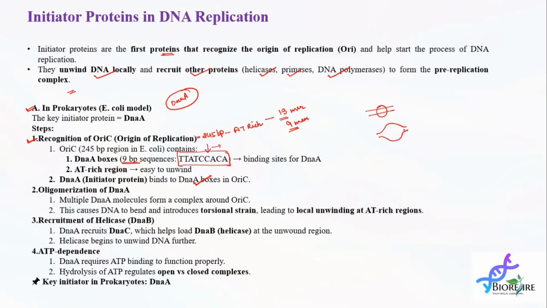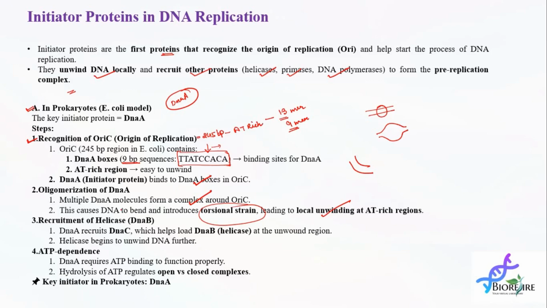Now oligomerization. Oligomerization means multiple DNA A molecules form a complex around this ORI region. Now at this position, DNA will tilt. Why will it tilt? Because here is the torsional strain. This causes the DNA to bend or introduces the torsional strain. This leads to the local unwinding of the AT rich region.